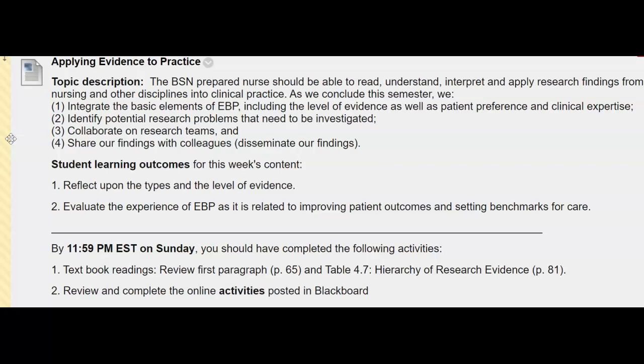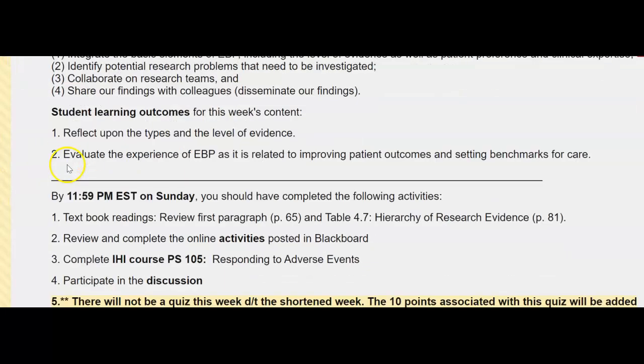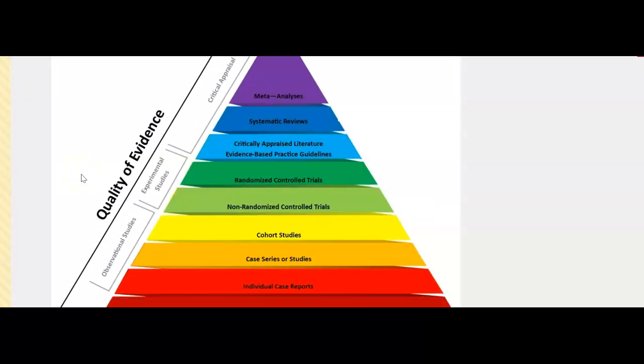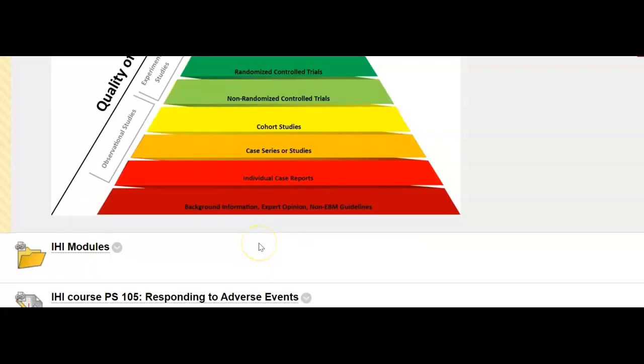Let's stop there for just a minute and let me move to the hierarchy of research evidence. So in your text on page 81, table 4.7, it gives this information, which is the level of evidence, the hierarchy of evidence and research, but it gives it in a narrative format. So this is kind of nice because it puts it together and it's talking about the quality of evidence.